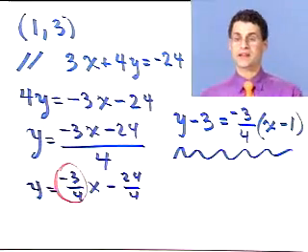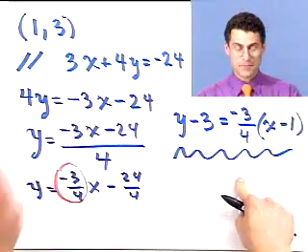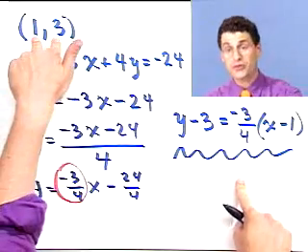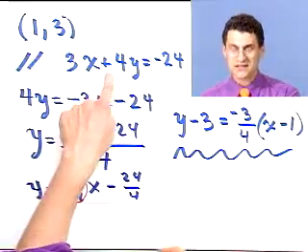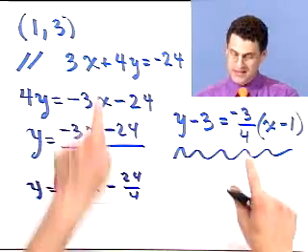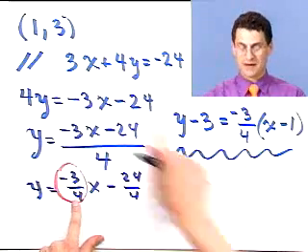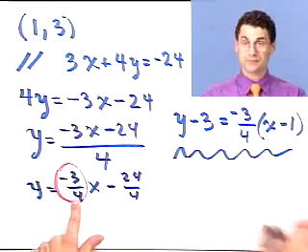There's the equation of the line. That is the line that passes through the point 1, 3 and is parallel to this line. And why is it parallel? Because it has the same slope. And I found that by writing this out in this form. You see how neat that is?